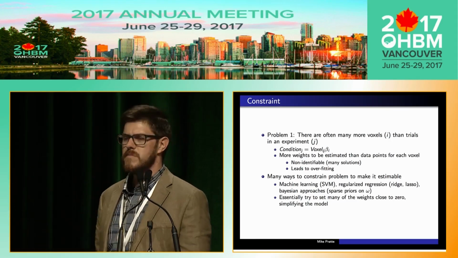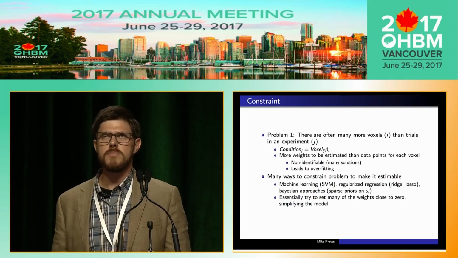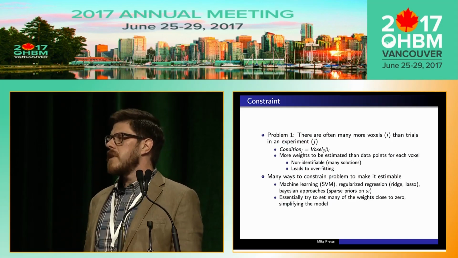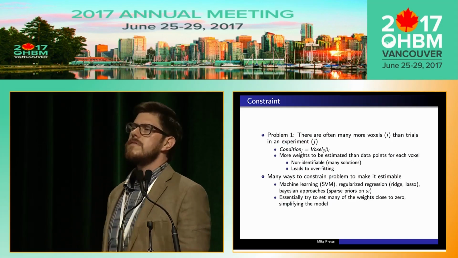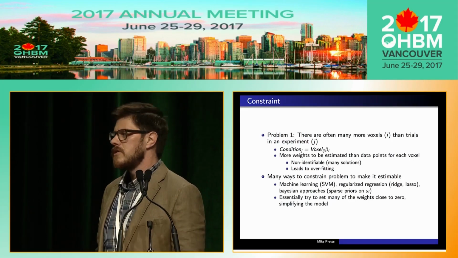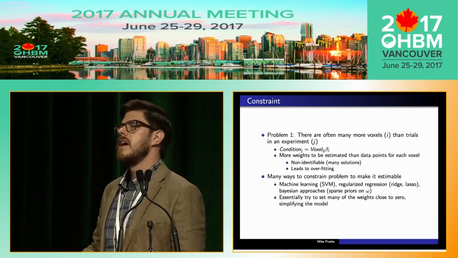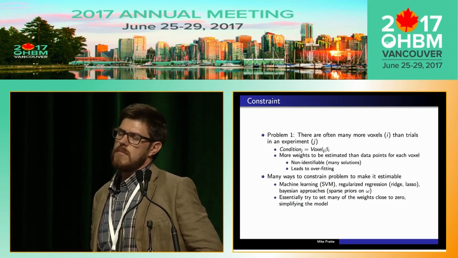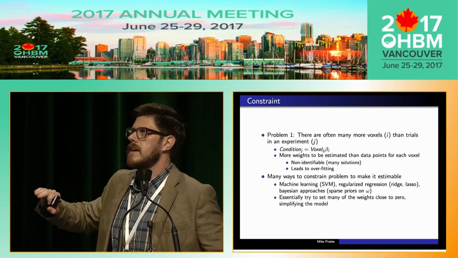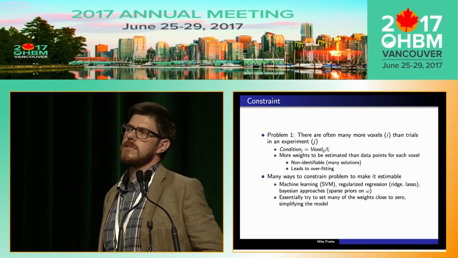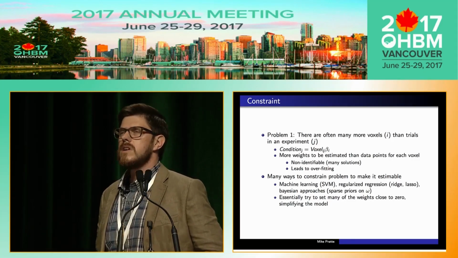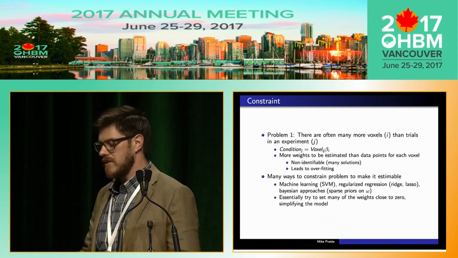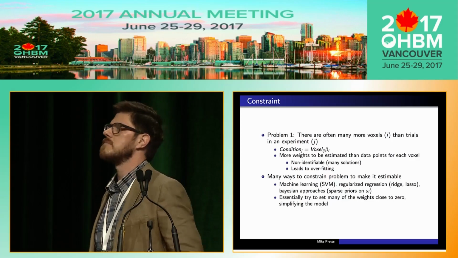A lot of them come from machine learning. So you may have heard support vector machine tossed around, or ridge regression, or Bayesian methods with sparse priors. All of these things are tools to try to make that regression equation estimable, to kind of simplify it somehow. Most of them work by essentially making a lot of the weights, the regression coefficients, close to 0. So any voxel that's not really helping you figure out which condition you're in, these methods are going to toss it out the window to try to simplify the problem.